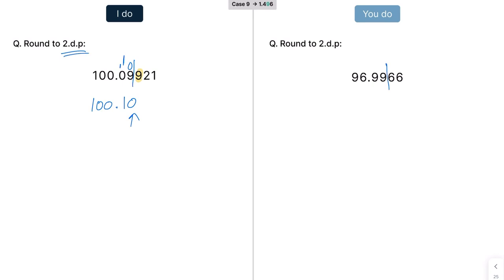So rounding this to 2 decimal places. So look at the decider. It's a 6. That's going to tell me I'm rounding the 9 up. So this 9 becomes a 10. So a 0 there. 1 carries over. 9 plus 1 here is 10. So a 0 here. 1 carries over. The 6 plus 1 is a 7. So this is going to be 97.00.